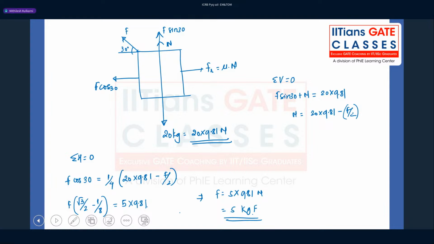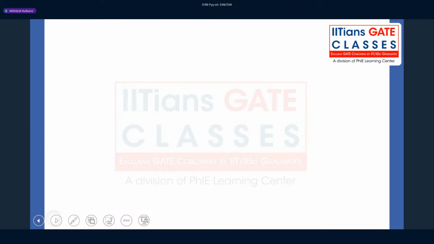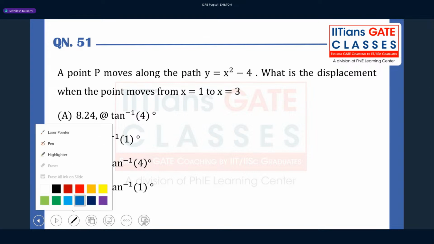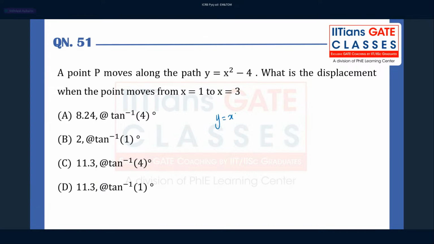Coming towards the next question. Yeah, this is related to displacement. Let's say a point P moves along a path y is equal to x square minus 4. This is how the particle is moving, and they are asking us to find the displacement of the point when it moves from x is equal to 0 to x is equal to 3.